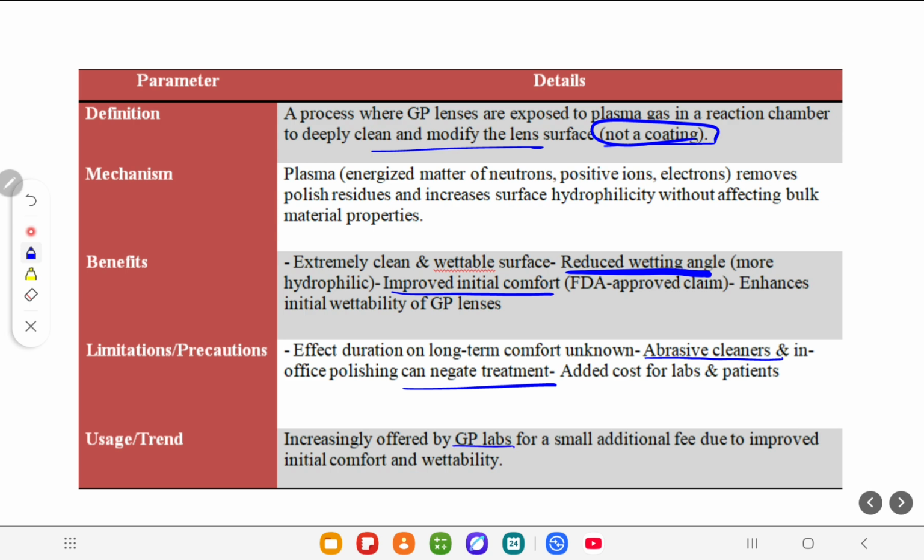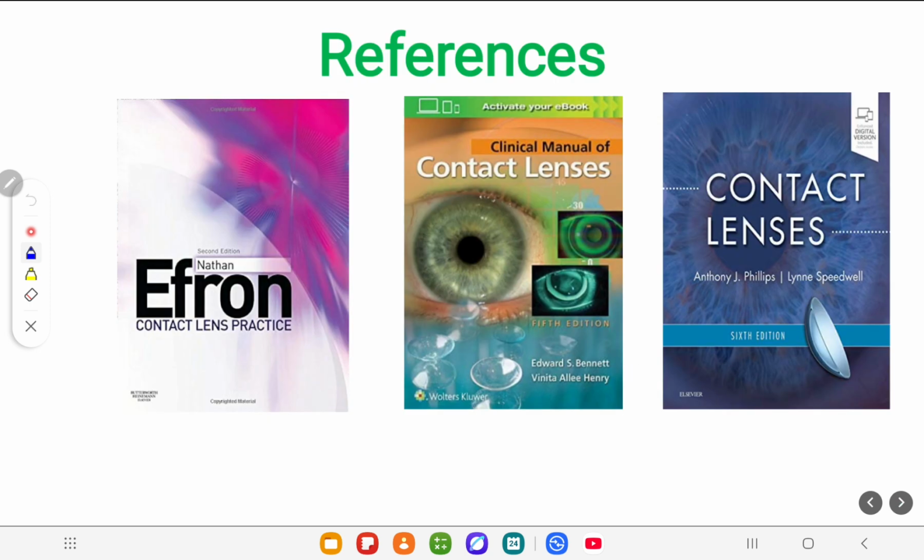Okay, you have to learn more about plasma treatment, because currently there are more and more plasma treated GP contact lenses, and we have been practicing these things, even in scleral lenses and all these things. So you must be cautious about this technique. You must know about this technique. Okay. So I think that's finally the reference.